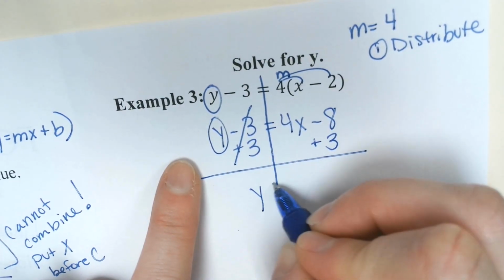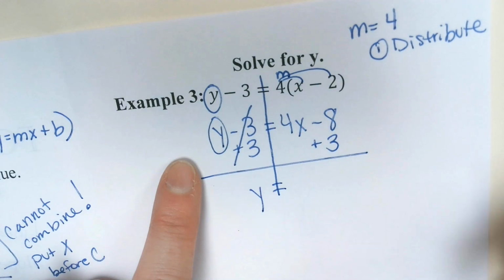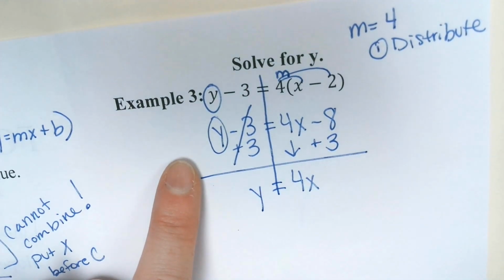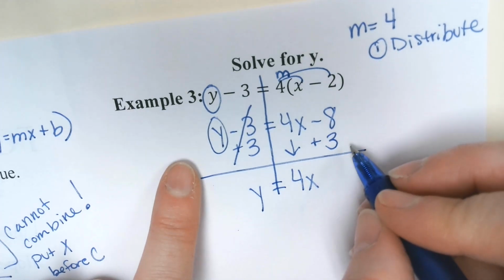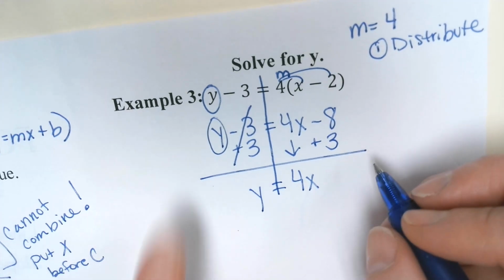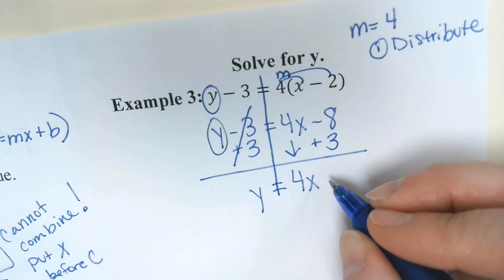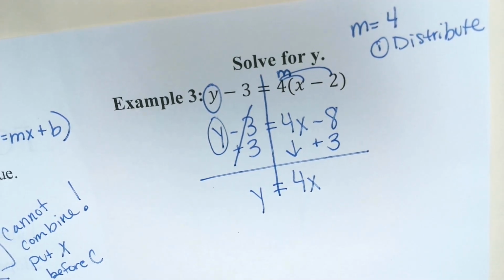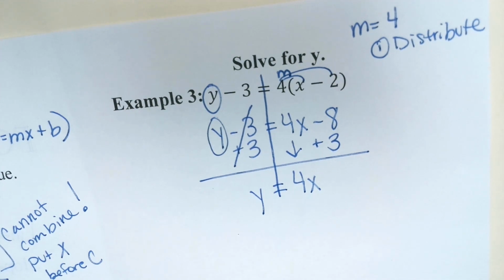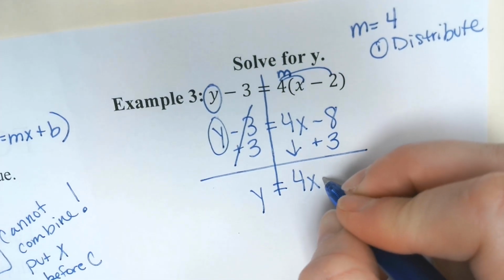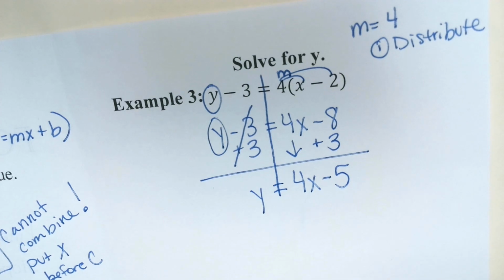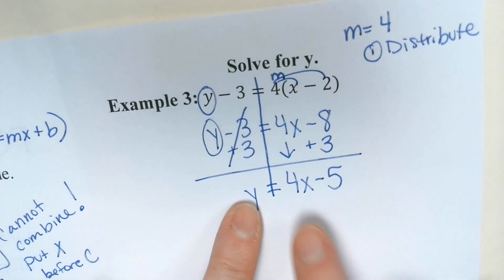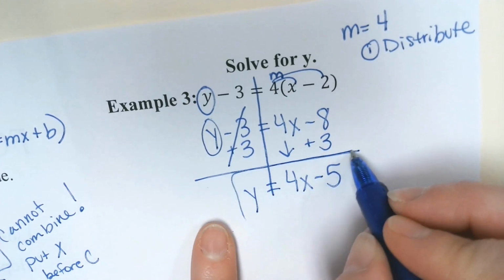So now it's just y equals, carry down the 4x, and then we have negative 8 plus 3. Put it in the calculator if you need to. Negative 8 plus 3, negative 5. So, put a box around your answer.